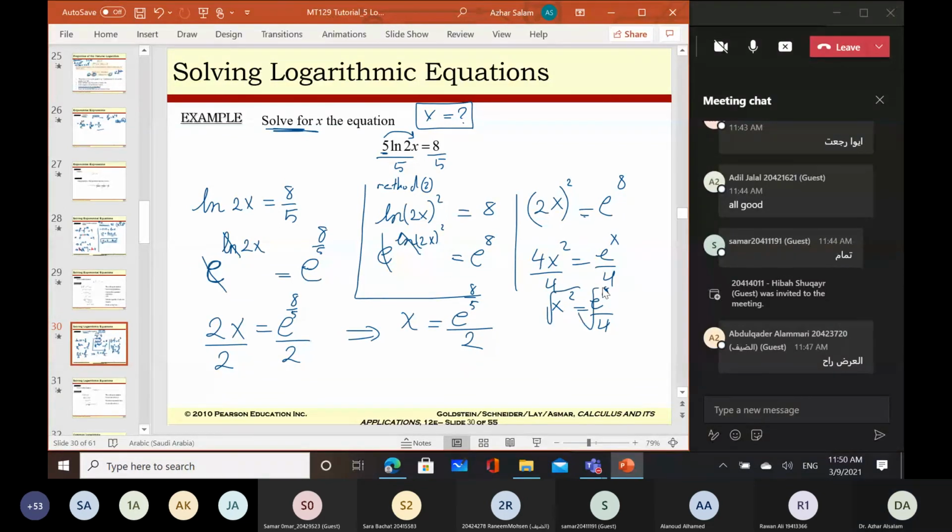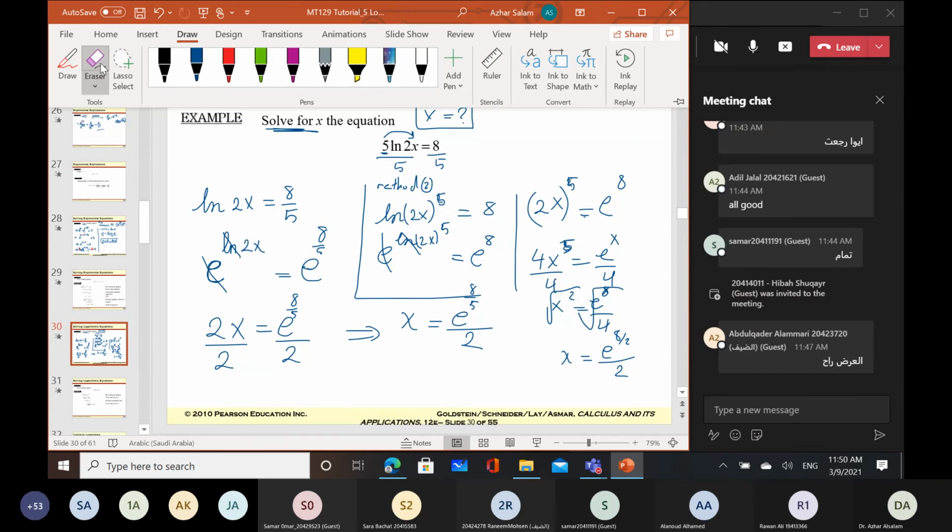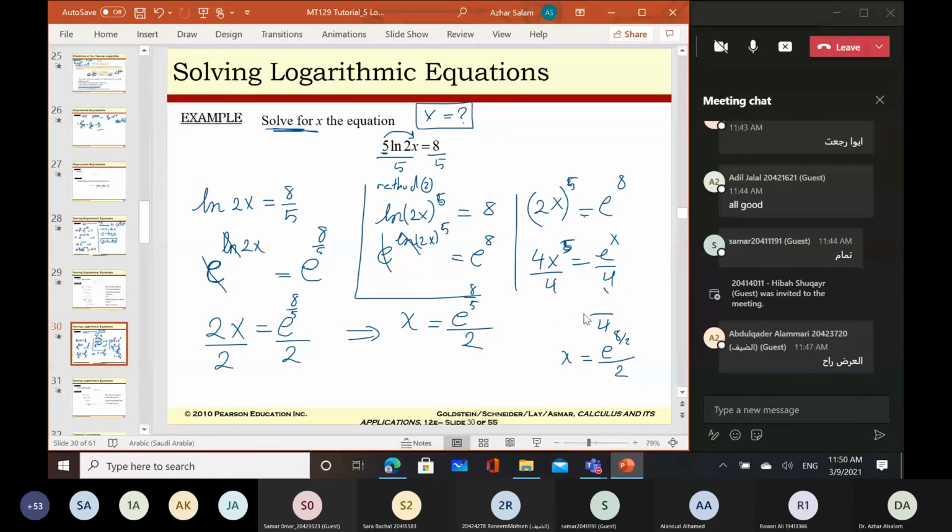Then the square root, okay? It will be x equals e to the power 8 divided by 2. Sorry, here it is 5, right? Okay, this is 5, so it's not a square root. It will be the same answer.